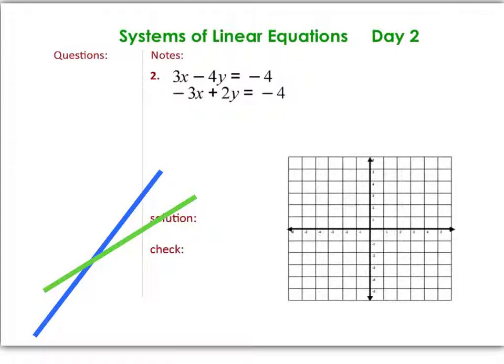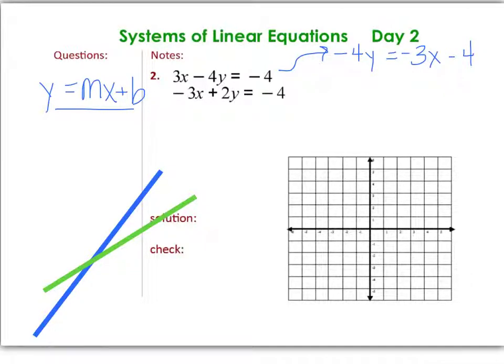Okay, so example 2. Let's start off by looking at 3x minus 4y equals negative 4. Just like before, I'm going to put this into slope-intercept form, or y equals mx plus b. That's the easiest way I can graph things. To move this equation into y equals mx plus b, I'm going to subtract 3x from both sides of my equal sign. So I get negative 4y equals negative 3x minus 4. Now I divide all pieces by negative 4, because I'm trying to get y alone.